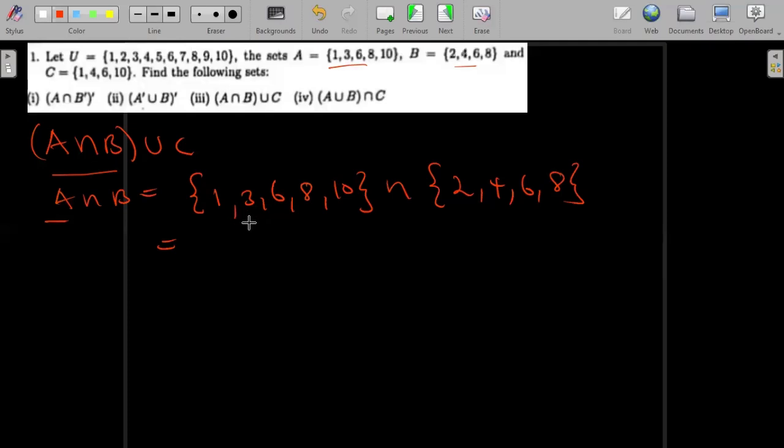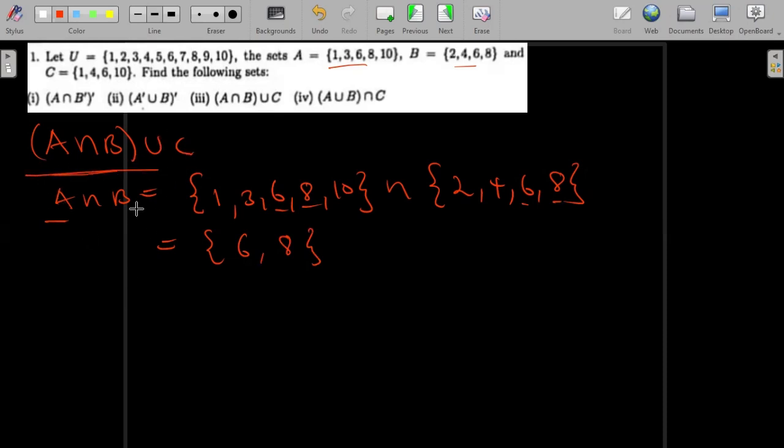Now, to intersect, what elements are common in both of these sets? Closely check, I have 6 there, I have 6 there. So 6 is going to be there. I have 8 there, I have 8 there, and 8 is going to be there. So this is in the intersection of A and B. So I have this first part, which is A intersect B.